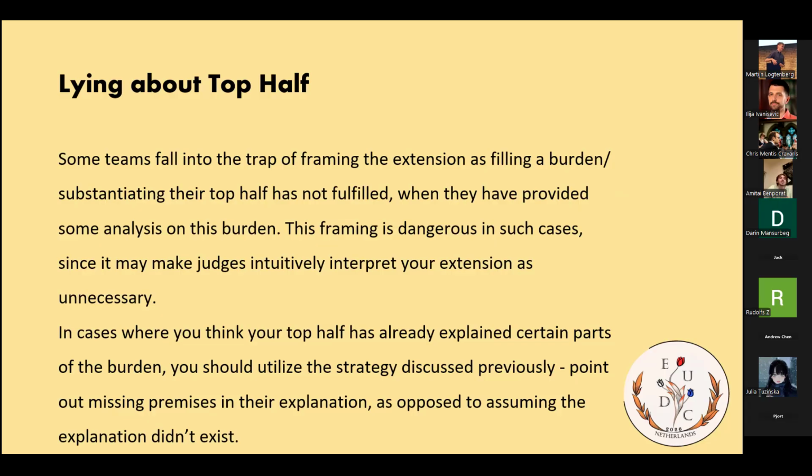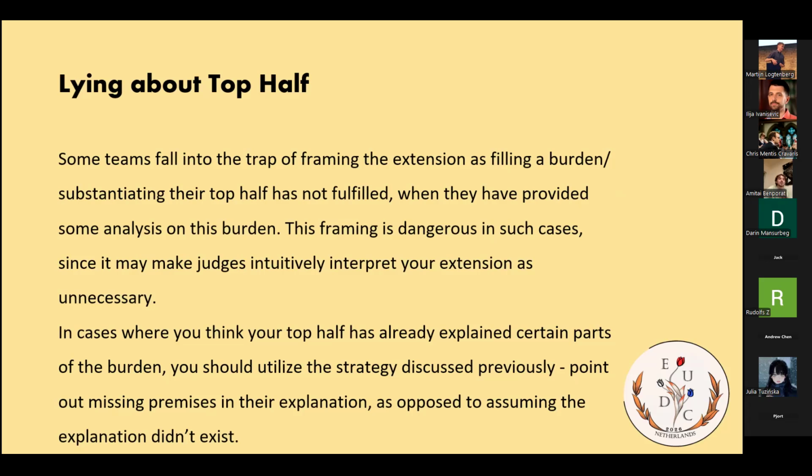And the reason is the same intuition we mentioned about judges before, where the crucial thing you want to point out to the judge is that there is an issue with the top half that they have not yet noticed, or that they have noticed and that you are fulfilling. But the issue that your judge will notice is not that your top half didn't say anything about that burden. The issue will be the ways in which they've delivered this content. So you don't want to antagonize your judge by making it seem that you misunderstand how to place your top half's content in the round.